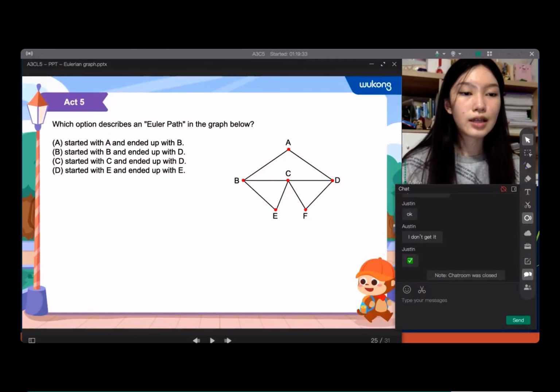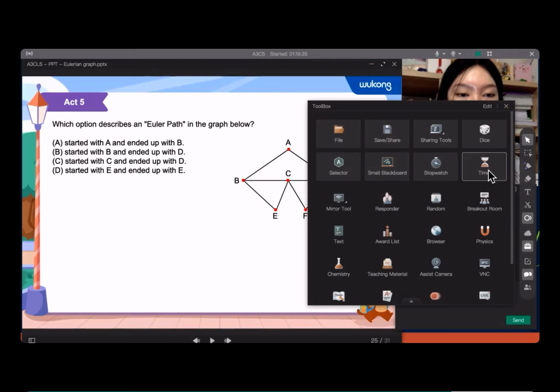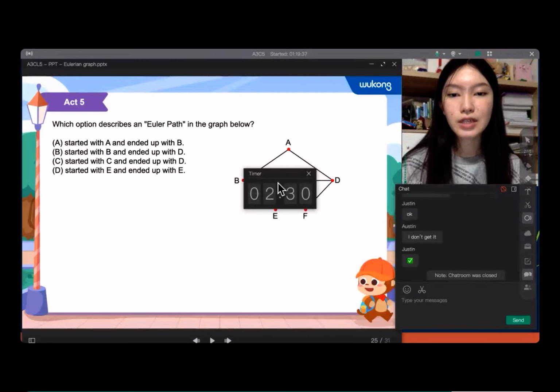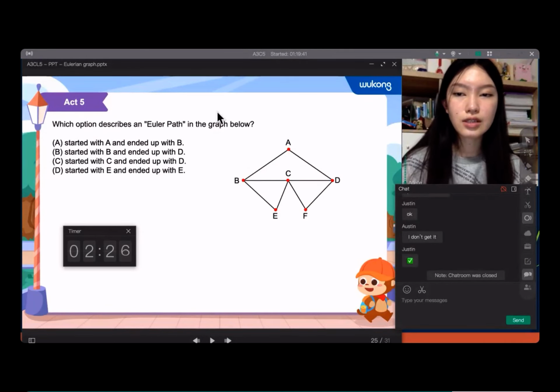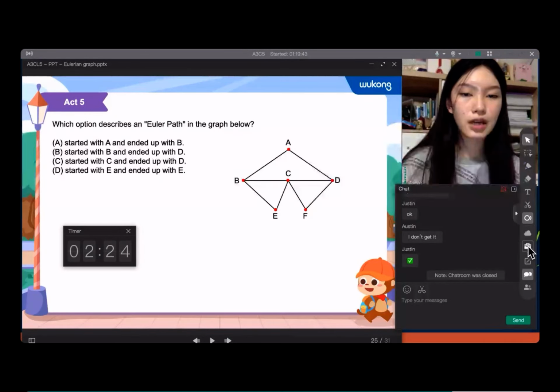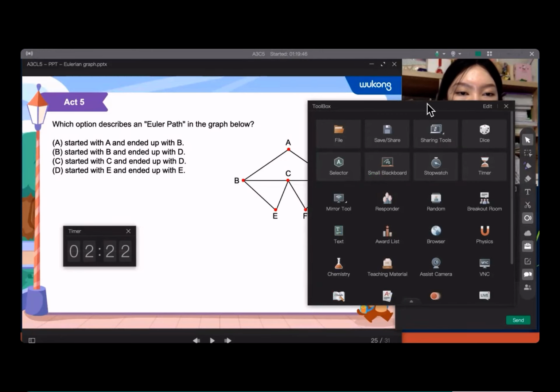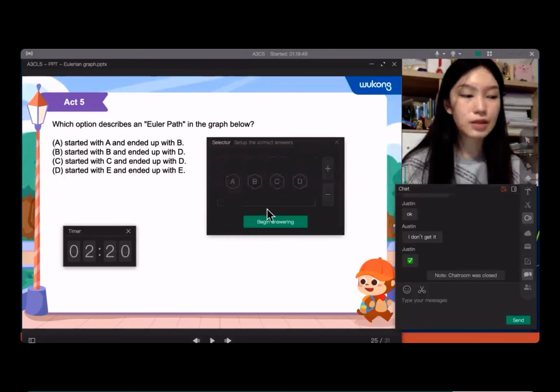Now I'm going to give you another ACT question for you to do. Okay, 2.5 minutes starting from now. Similar to the last question, select which one would fit the Euler path for this graph. Put up the selector.